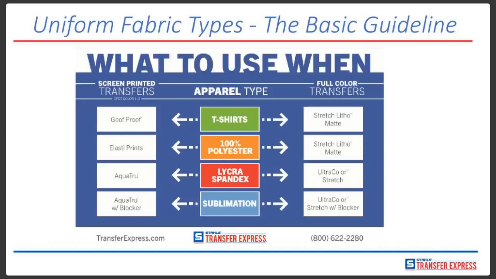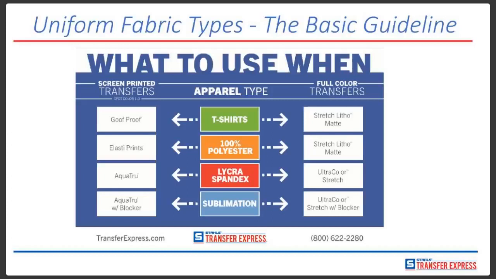Okay, so for example, if you're just decorating a common t-shirt, whether it be 100% cotton or 50-50, so 50 cotton, 50 poly, if you're going to go with a traditional t-shirt and it's just screen printed, which is spot color, 1 to 3 colors, we would say go with Goof Proof. If it's full color, lots of detail, color changes, gradients and things, we would say go with Stretch Litho Matte. Underneath that, you'll see 100% polyester. We do recommend for our screen printed transfers Elastiprints. And on the far right, if it's full color, Stretch Litho Matte.